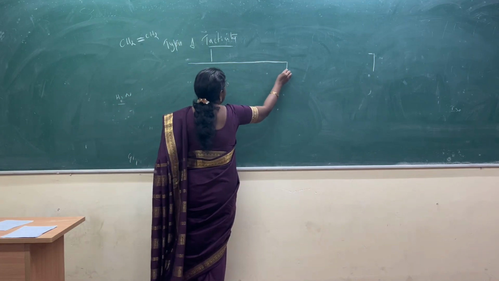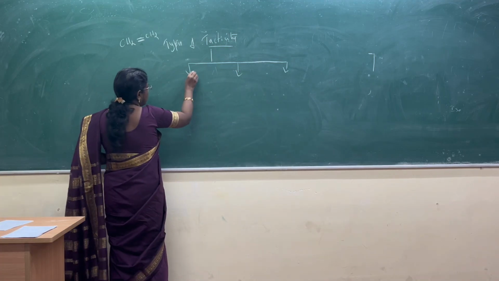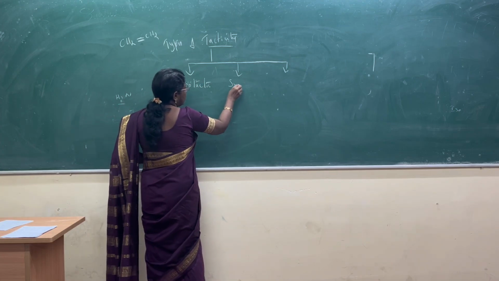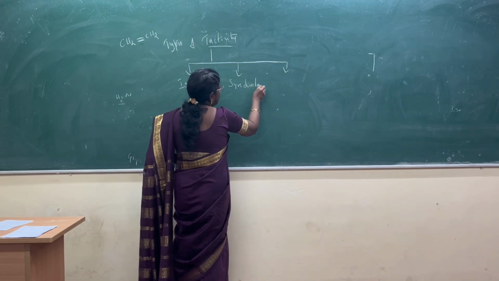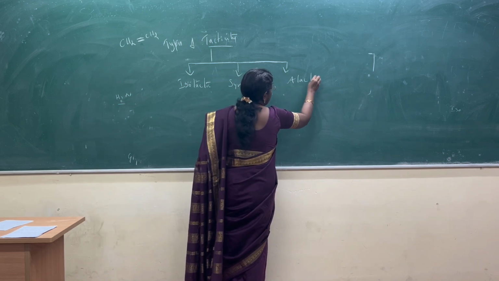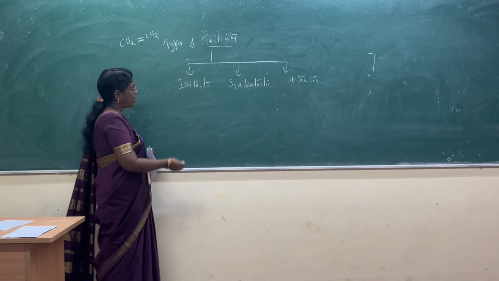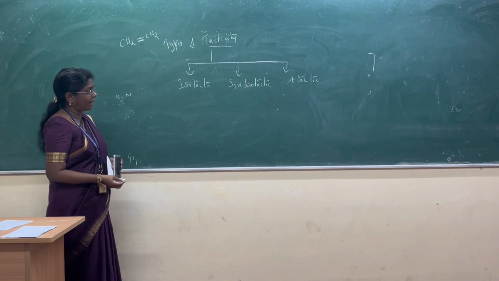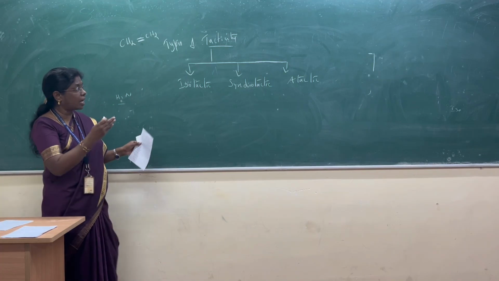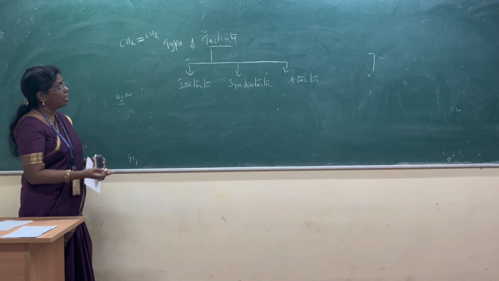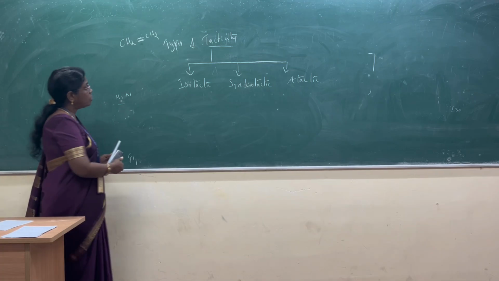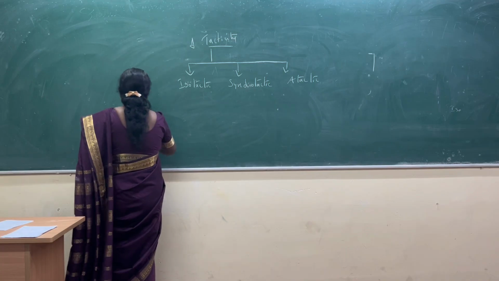There are 3 types of tacticity: isotactic, syndiotactic, and atactic. So there are 3 types of polymer: isotactic polymer, syndiotactic polymer, atactic polymer. Tacticity means arrangement of the chain, either orderly arrangement or disorderly arrangement. So isotactic polystyrene, syndiotactic polystyrene, and atactic polystyrene. Now we have to discuss that.